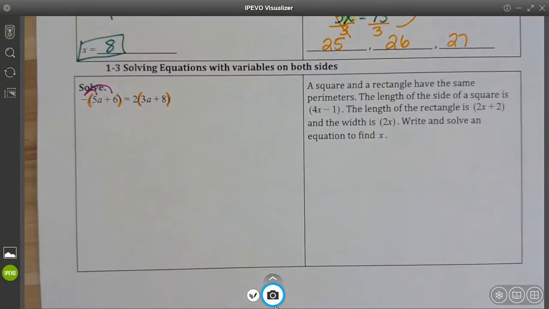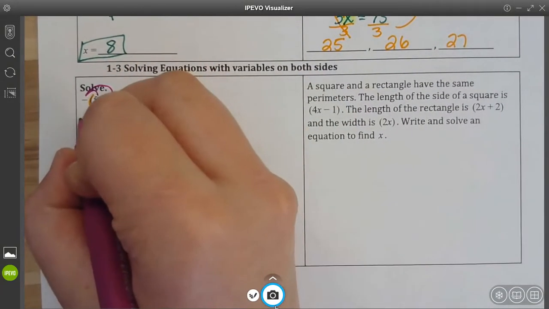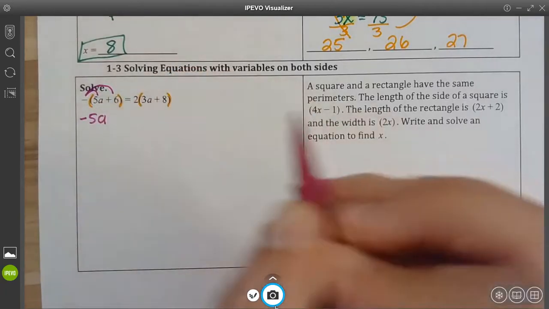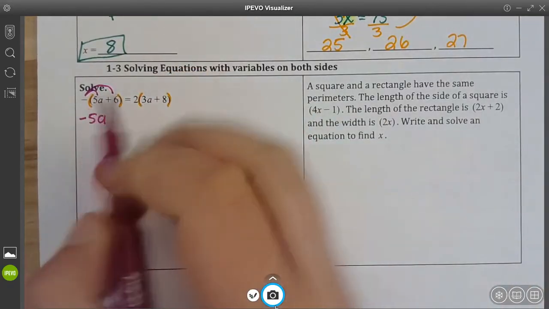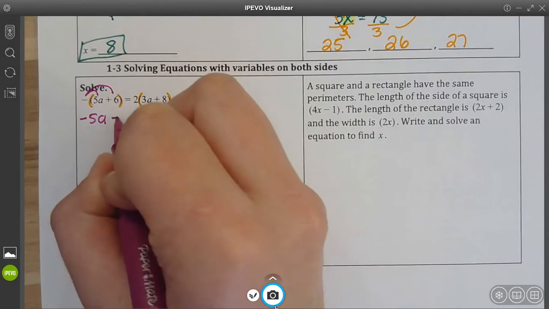This negative sign, when I distribute it, is just going to switch the signs of my two terms already. So that 5a is going to turn negative, and this positive 6 is going to turn negative.